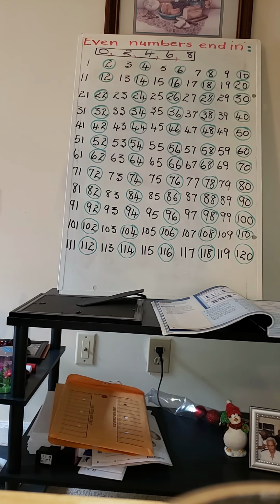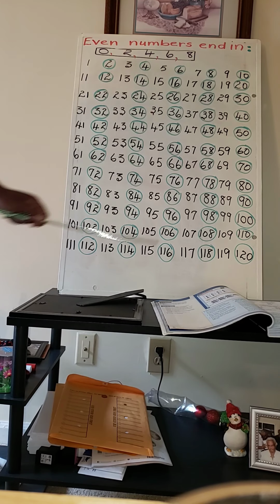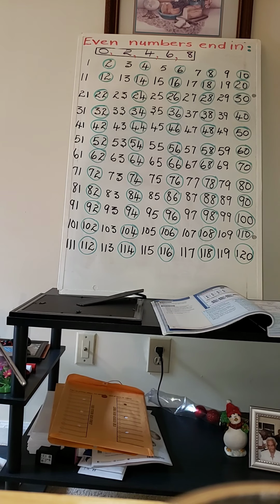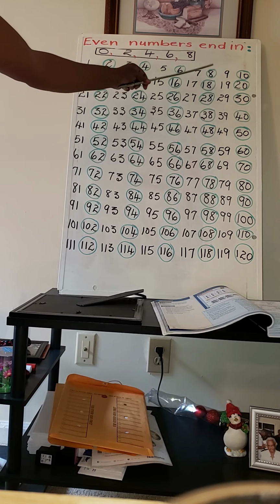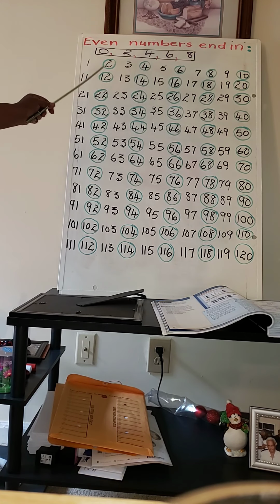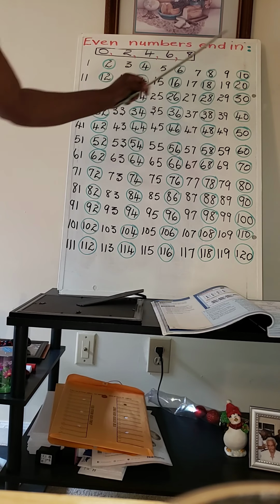This morning we're going to be looking at odd and even numbers. And as we look at these numbers that are circled, we realize that we are skip counting by 2. So let us skip count by 2. 2, 4, 6, 8, 10, 12, 14, 16, 18, 20.